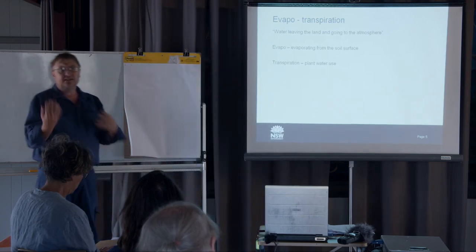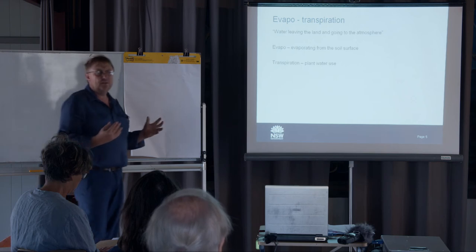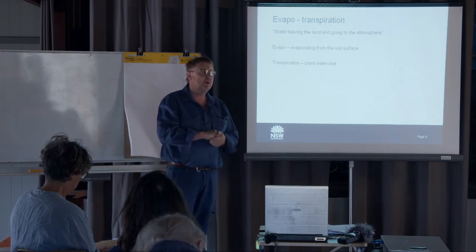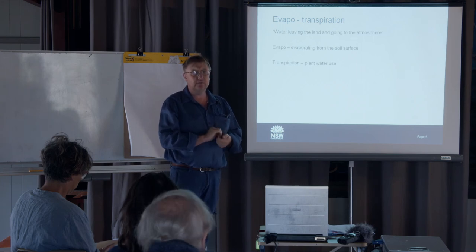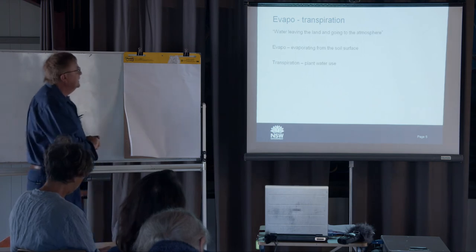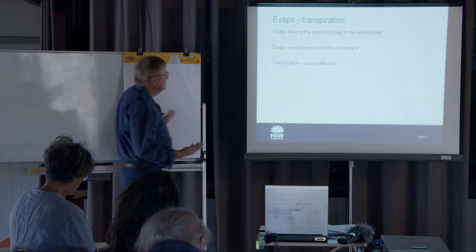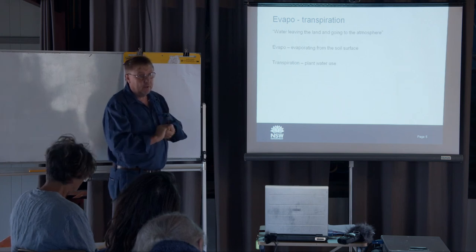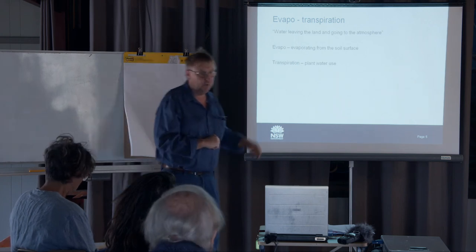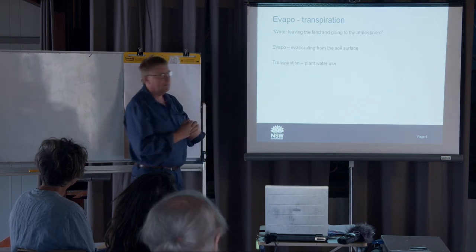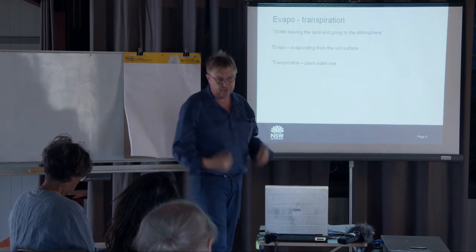So we start breaking down the water cycle. What has changed in the water cycle with agricultural development? We've changed things like evapotranspiration, water leaving the land and going to the atmosphere, okay? We've changed that dramatically. We talk about how much water evaporates from the soil surface, and how much is actually used by plants. What's the transpiration?